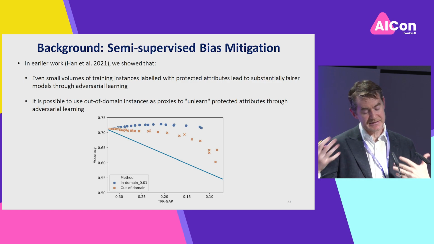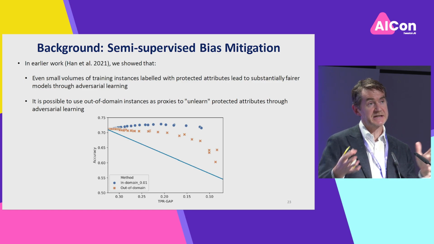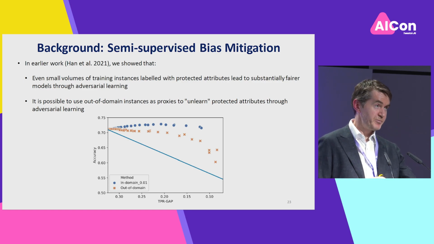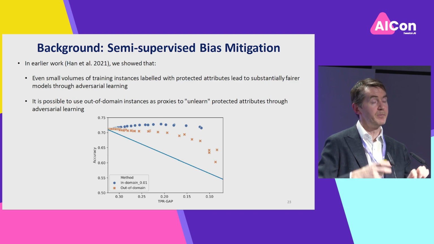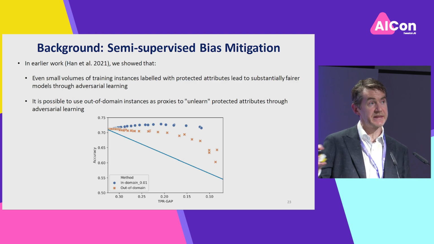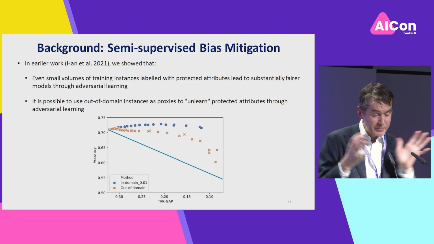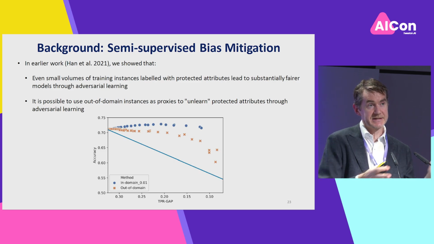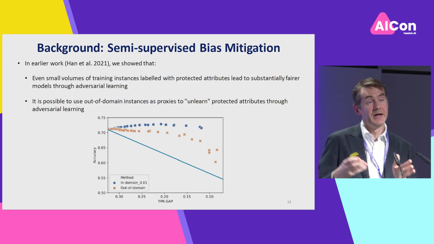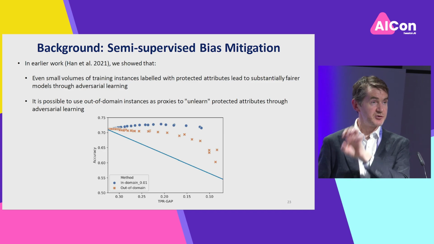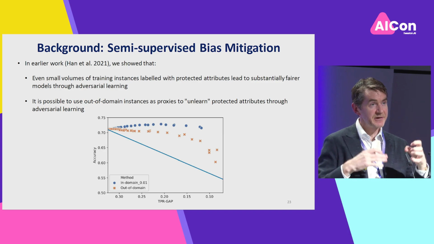And further, if you project protected attributes from other domains or other data sets, so if I have a completely unlabeled data set with respect to protected attributes, but have a secondary data set where I do have those, depending on the structure of the model.